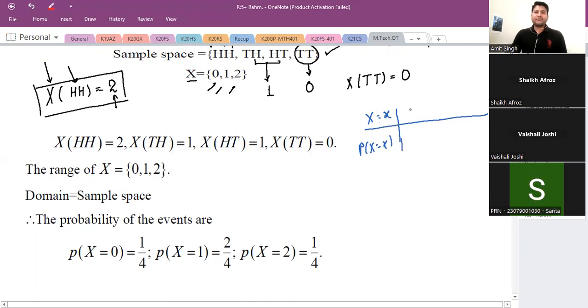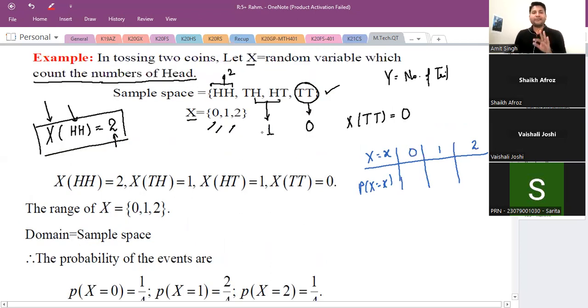The possible values of the random variable are 0, 1, and 2. Now I am interested in finding the probability corresponding to those values. So the probability of getting 0. The standard definition of probability says it is the number of favorable outcomes divided by the sample space cardinality. In this example, a total of 4 outcomes are there. When I say 0 heads, the favorable event is only one, which is tail and tail. So as per the probability definition, this probability comes out as 1 by 4.